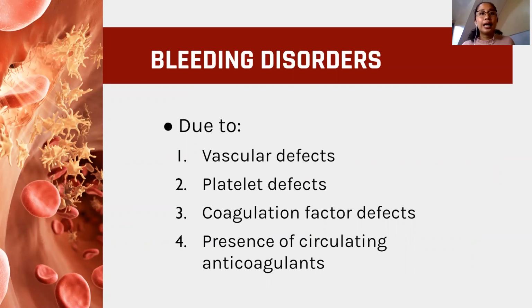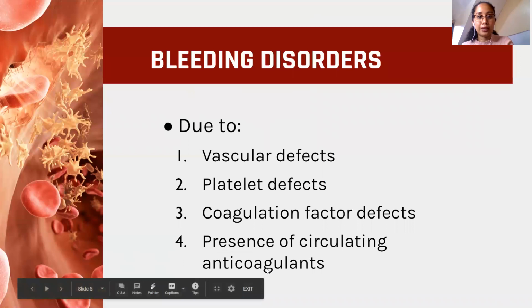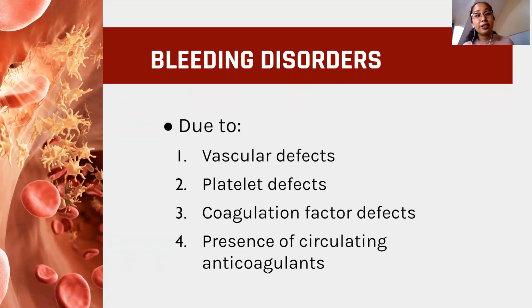Okay. So class, how do bleeding disorders happen? Bleeding disorders happen when there are vascular defects or platelet defects, so there's something wrong with your primary hemostasis. There are also coagulation factor defects.